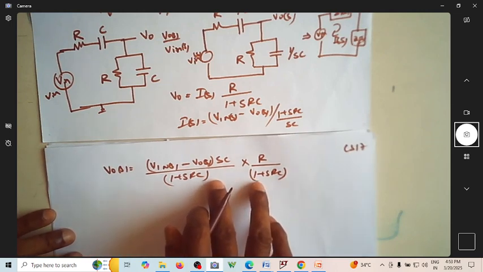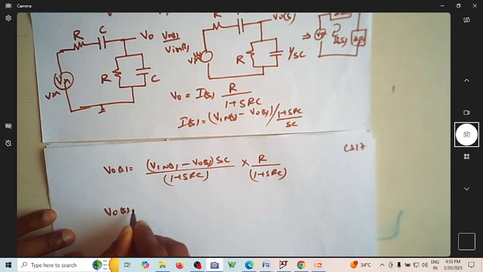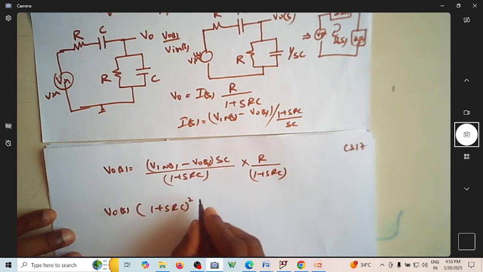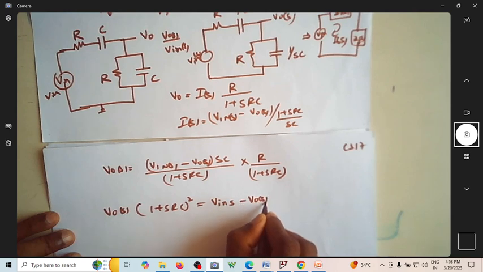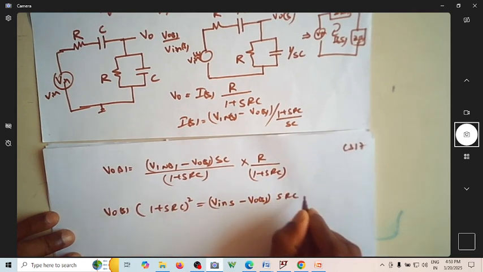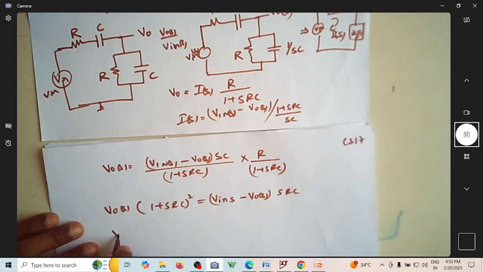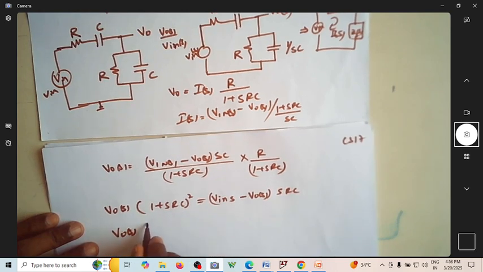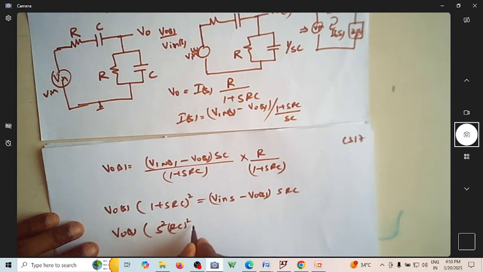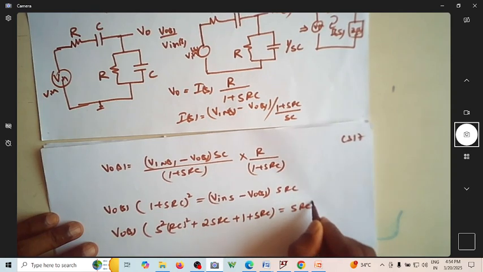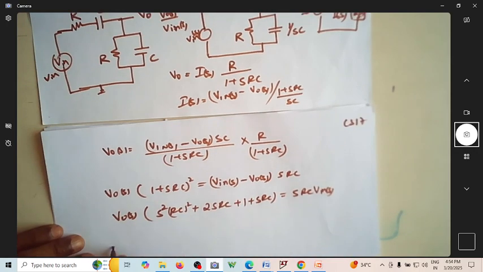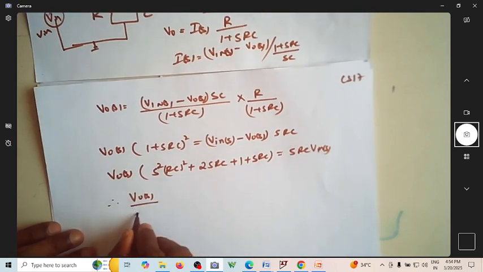So now can I just write V0 of S into (1 plus SRC) whole square is equal to Vin of S minus V0 of S into SRC. So what will happen to this? I will take V0 of S as common factor. If I expand this, this will become S squared RC whole squared plus 2SRC plus 1, and this will also come there. It is again SRC into Vin of S, correct? So naturally V0 of S by Vin of S.